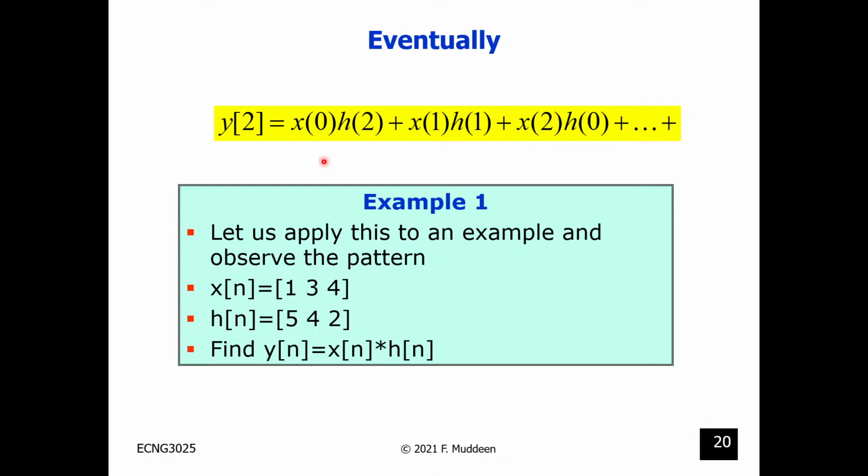So let's watch how we can apply this instead to some actual signals and how we can actually perform the convolution sum using these two signals. So we will have our x of n signal here being 1, 3, and 4, and our h of n signal here being 5, 4, and 2. Remember, these are discretized time signals, so they're just going to be a one-dimensional vector of values. And we're required to find the convolution of the two, being y of n.